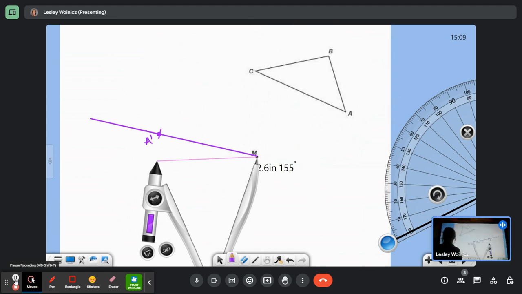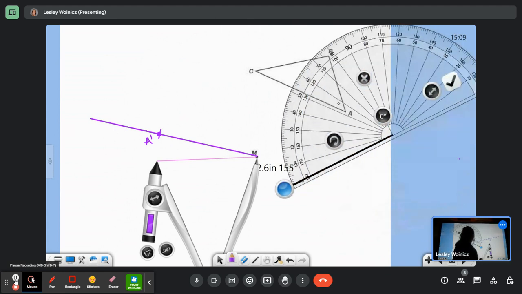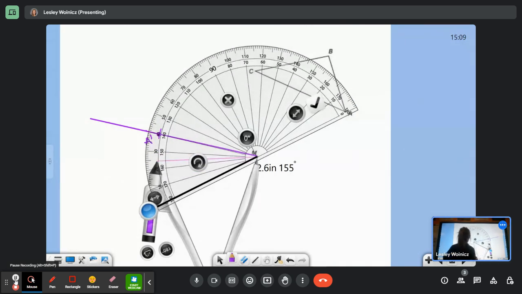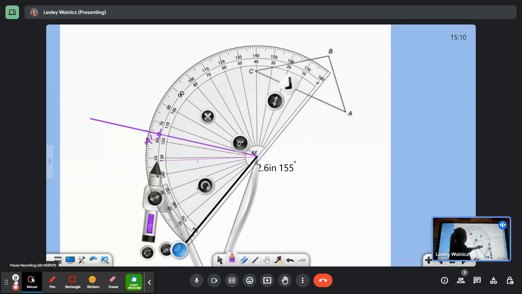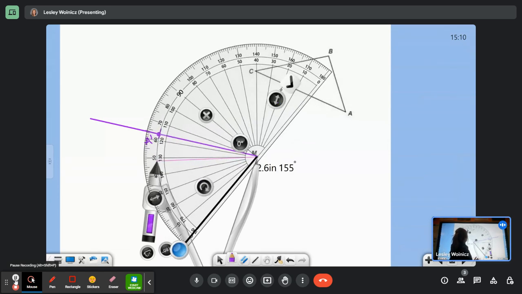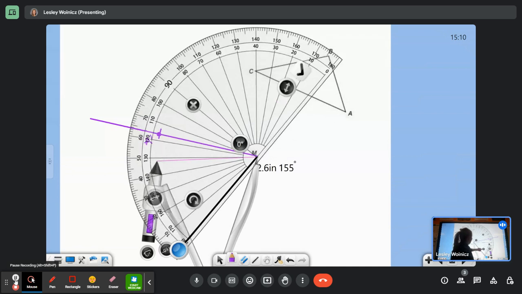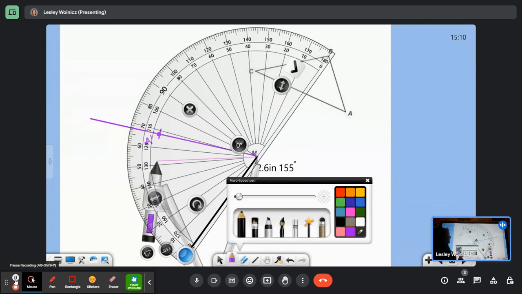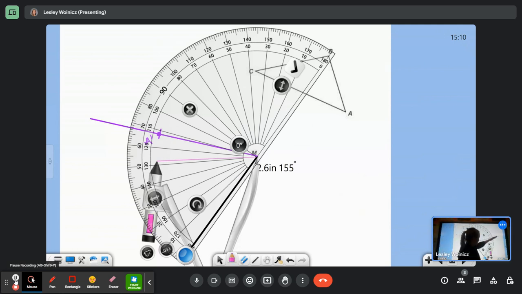Okay, we're rotating B. I need my protractor with my center on M. I'm going to rotate it so that B is on 0. Mine isn't big enough, so I'm going to make it a little bit bigger. Ours is actually big enough. I'm going to go 140 degrees from B. There's my little mark.